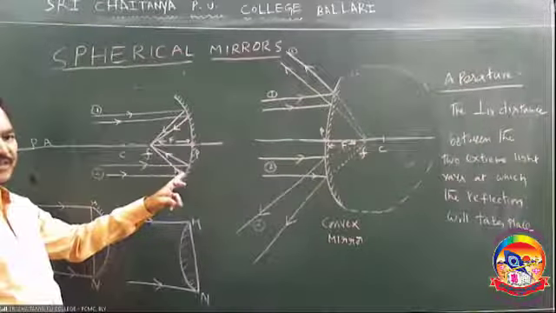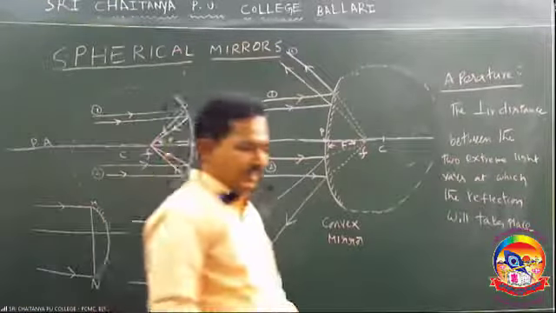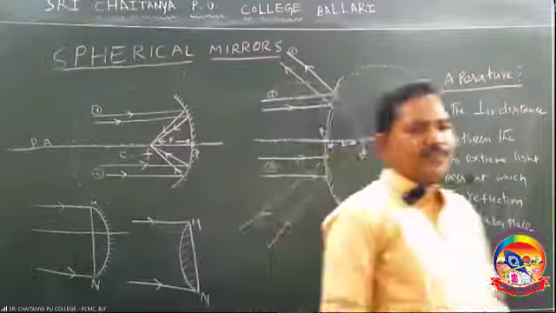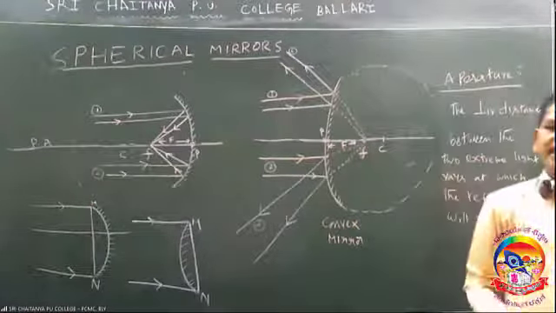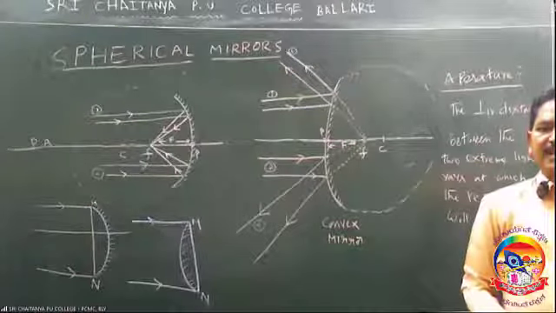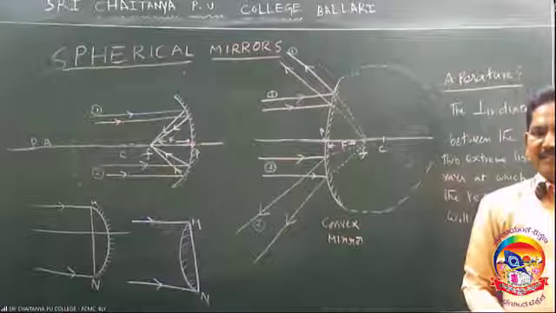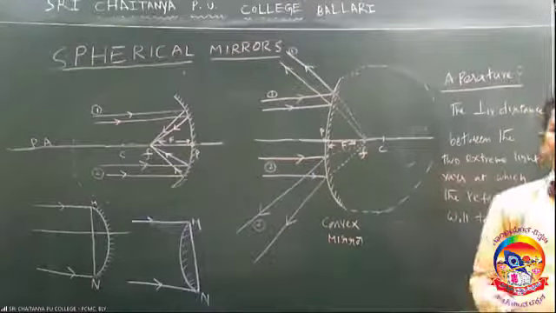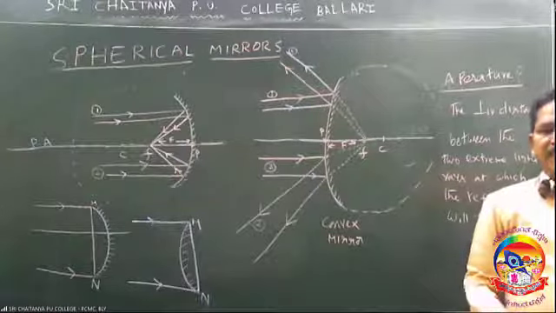We discussed so many definitions in case of the spherical mirror: pole of the mirror, center of curvature, radius of curvature, principal axis, marginal rays, paraxial rays, principal focus, focal length, and aperture of the mirror. These are the important points.